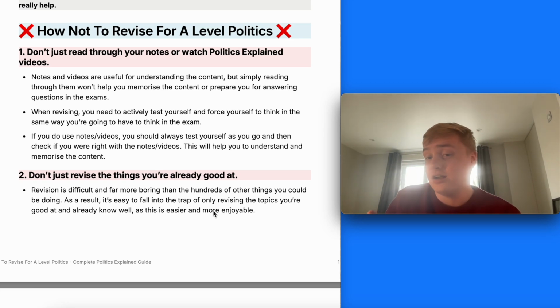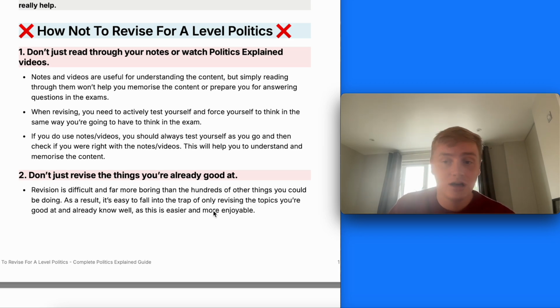Notes and videos are definitely useful for understanding the content, and reading through them and making them is really, really useful. But if you simply just read through them, that's not going to help you memorize the content or prepare you for answering the questions in the exam. When you're revising, you need to actively test yourself and force yourself to think in the same way you're going to have to think in the exam.